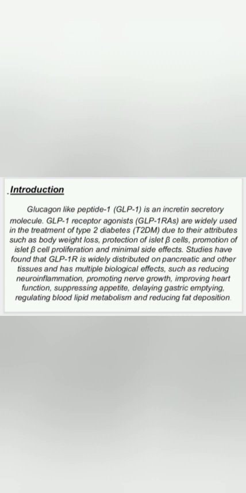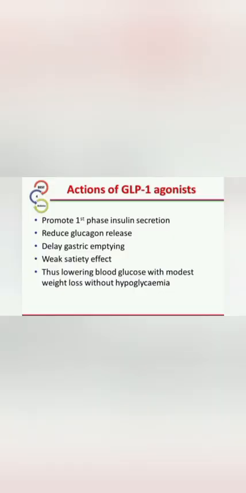Studies have found that GLP-1 receptors are widely distributed on pancreatic and other tissues and have multiple biological effects such as reducing neuroinflammation, promoting nerve growth, improving heart function, suppressing appetite, delaying gastric emptying, regulating blood lipid metabolism and reducing fat deposition. The GLP-1 agonists promote the first phase of insulin secretion, reduce glucagon release, and weaken the satiety effect, thus lowering blood glucose with modest weight loss without hypoglycemia.